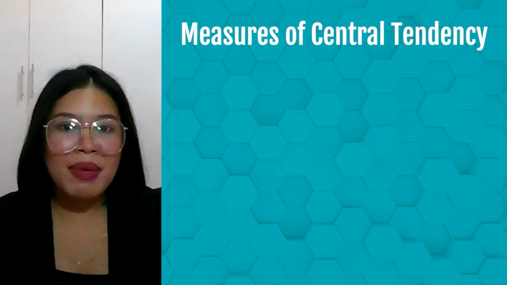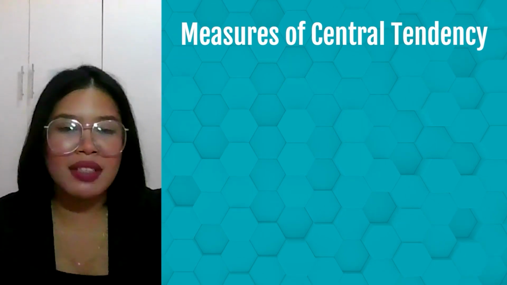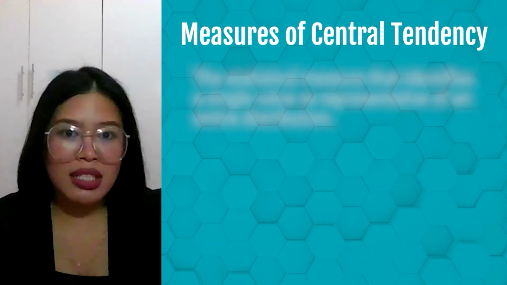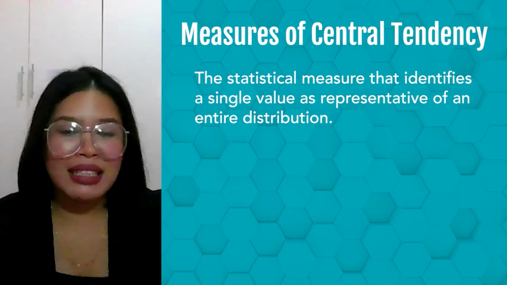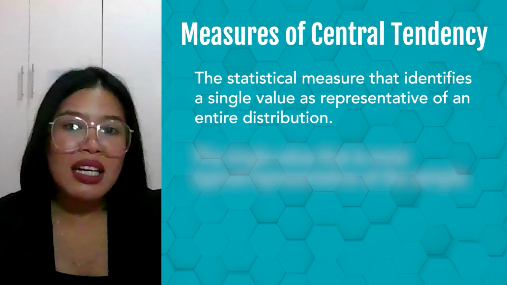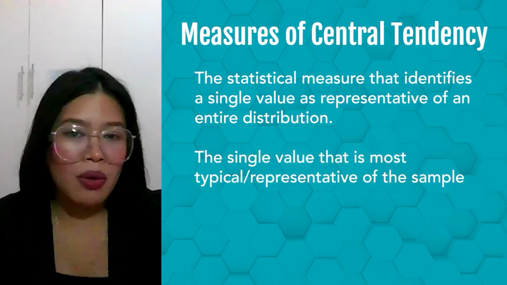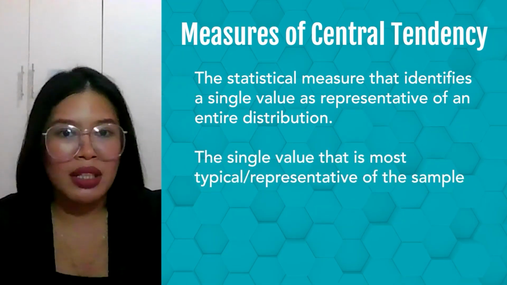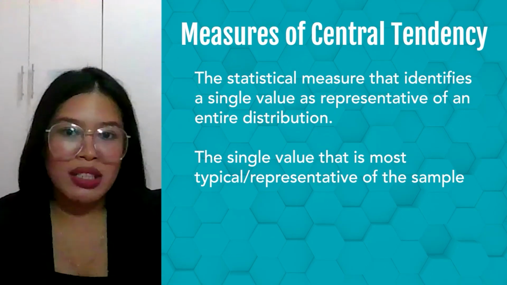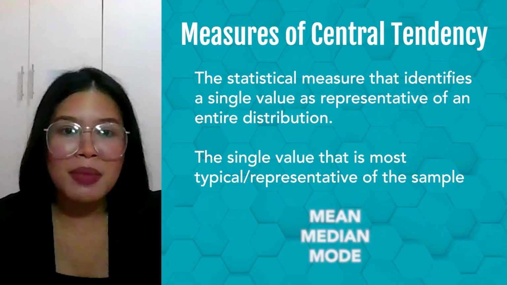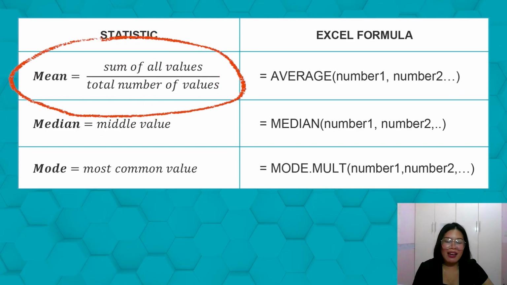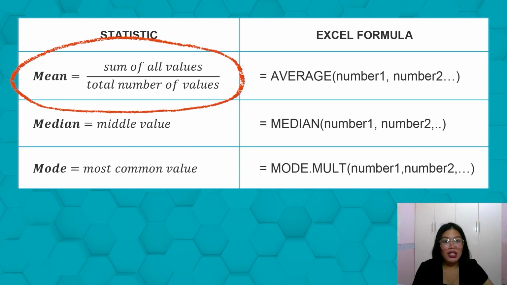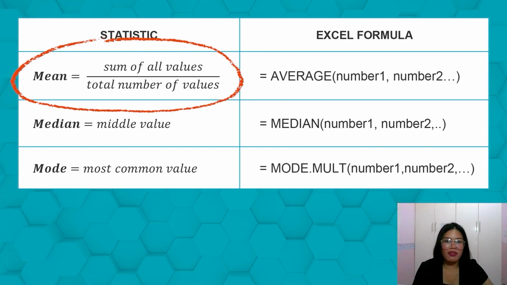Another way of describing the sample is using the measures of central tendency. It is the statistical measure that identifies a single value as representative of an entire distribution, the single value that is most typical or representative of the sample. There are three common measures of central tendency: the mean, median, and mode. The mean is the simple arithmetic average of a set of values. To get this, we sum all the values and divide it by the total number of values.